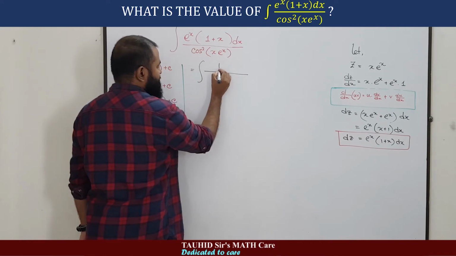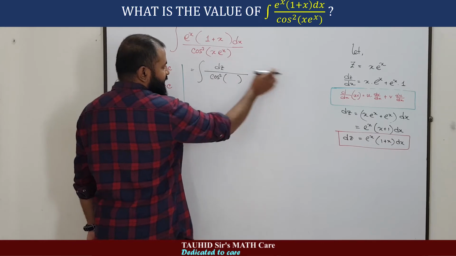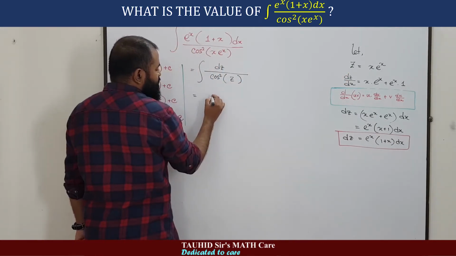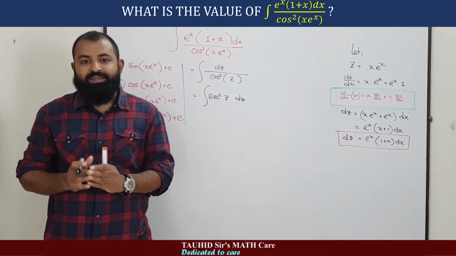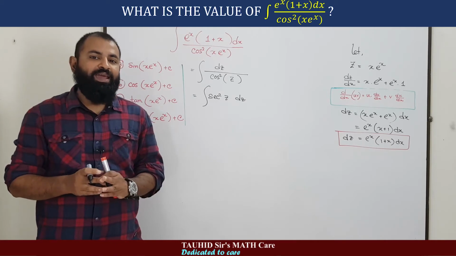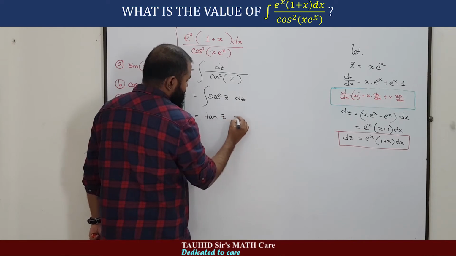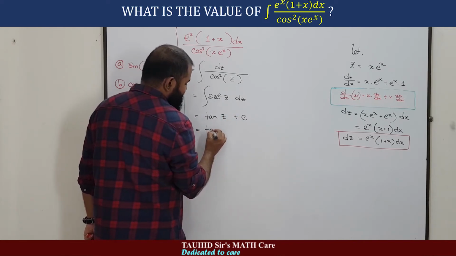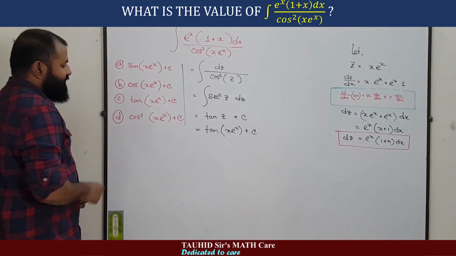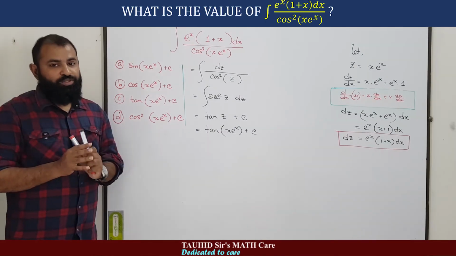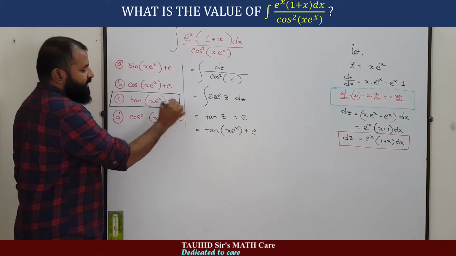This is dz over cos square of x e to the power x, that means z. 1 by cos square means sec square z dz. Integration of sec square z, that means what? Integration of sec square is tan. So integration of sec square z equals tan z plus c. And what is z? z is x e to the power x, plus c. This is our answer. And is it present in the options? Yes. This is option number C. This is our answer.